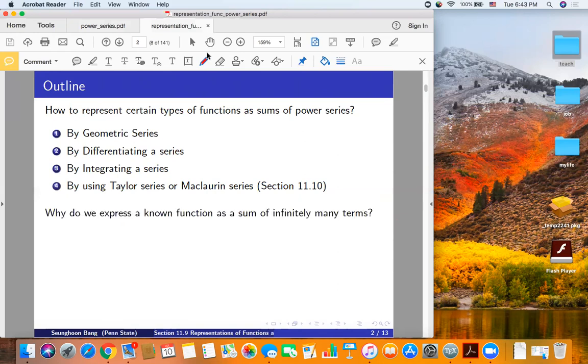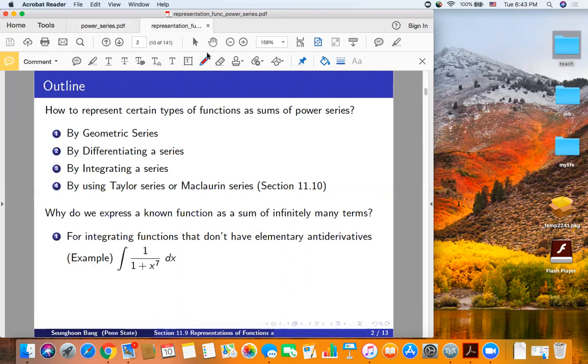Why do we express a known function as a sum of infinitely many terms? For integrating functions that don't have an elementary antiderivative. One example: the integral of 1 over 1 plus x to the 7 dx, we don't know it. How can you find this integral? You can change 1 over 1 plus x to the 7 into a power series. Next, taking the integral is very easy. This is the idea. Second one, approximating a function by a series. It's the same. These things will be explained by Kasia tomorrow.